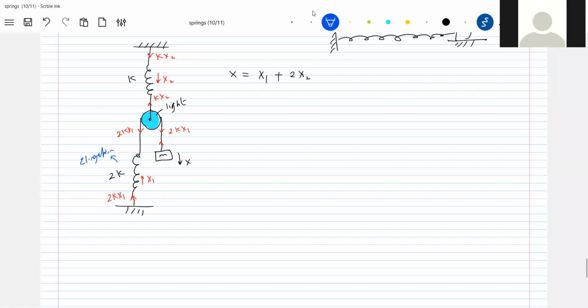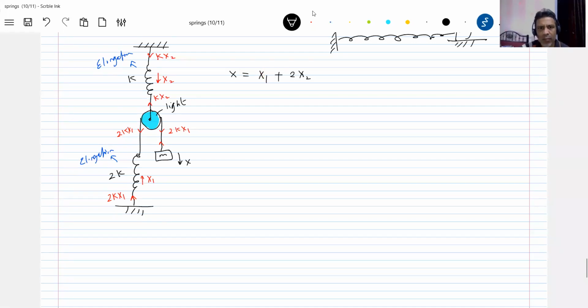Sir, can you explain again why 2x2? By the constraint equation, if the pulley P moves by 1 meter, assume that this spring is not there. If this moves by 1 meter, here 1 meter will become loose, and this will move by 2 meters. Yes, sir, understood. If this moves by 1 meter, this will elongate by 1 meter, but this block will move by 2 meters. So there's a constraint equation I'm bringing.